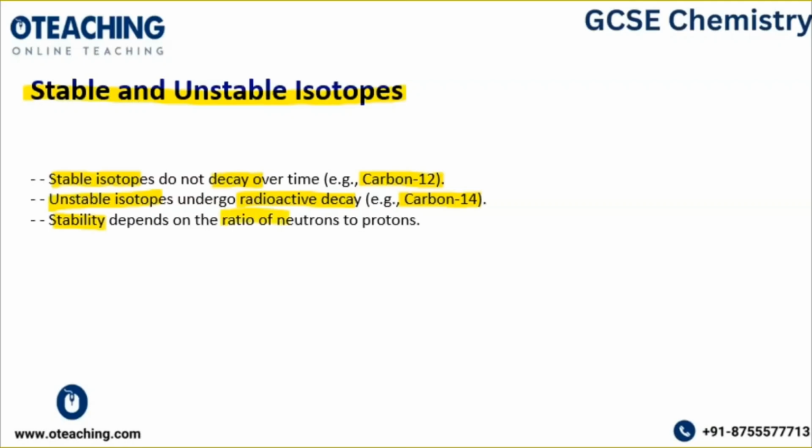Stability depends on the ratio of neutrons to protons. There should be an adequate number of protons and neutrons. The ratios should be adequate in order to support the stability of the atom.